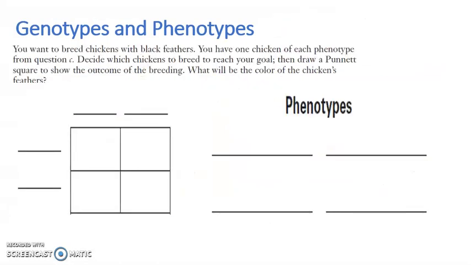For the last problem, it says you want to breed chickens with black feathers. You have one chicken of each phenotype from question C. Decide which chickens to breed to reach your goal. Then draw a Punnett square to show the outcome of the breeding. What color are the chicken's feathers?